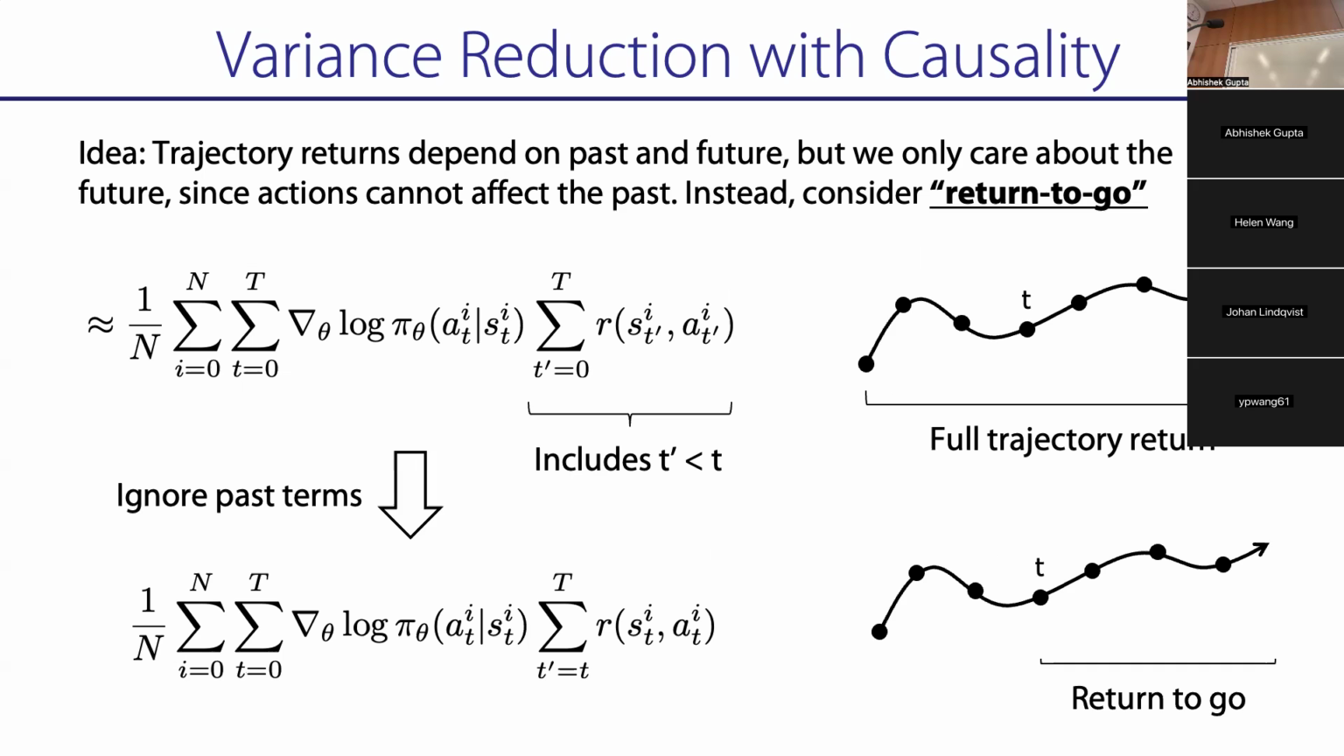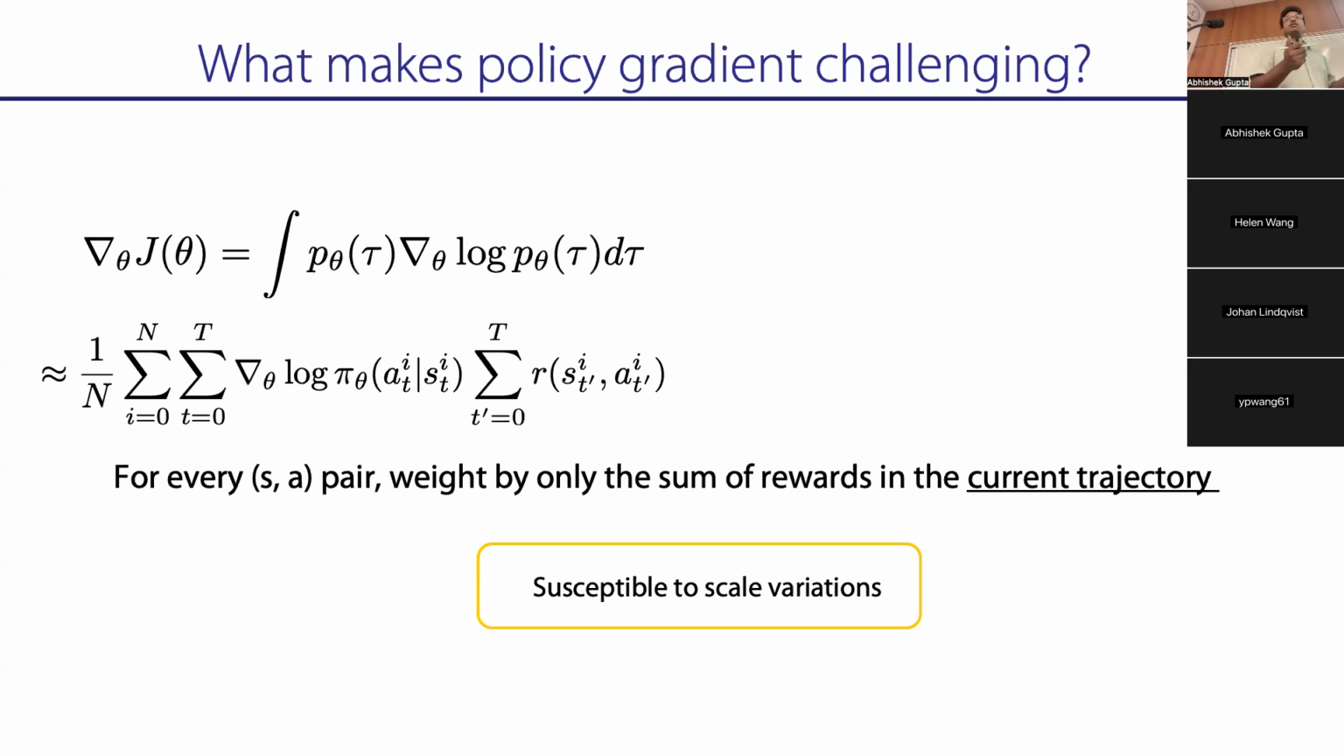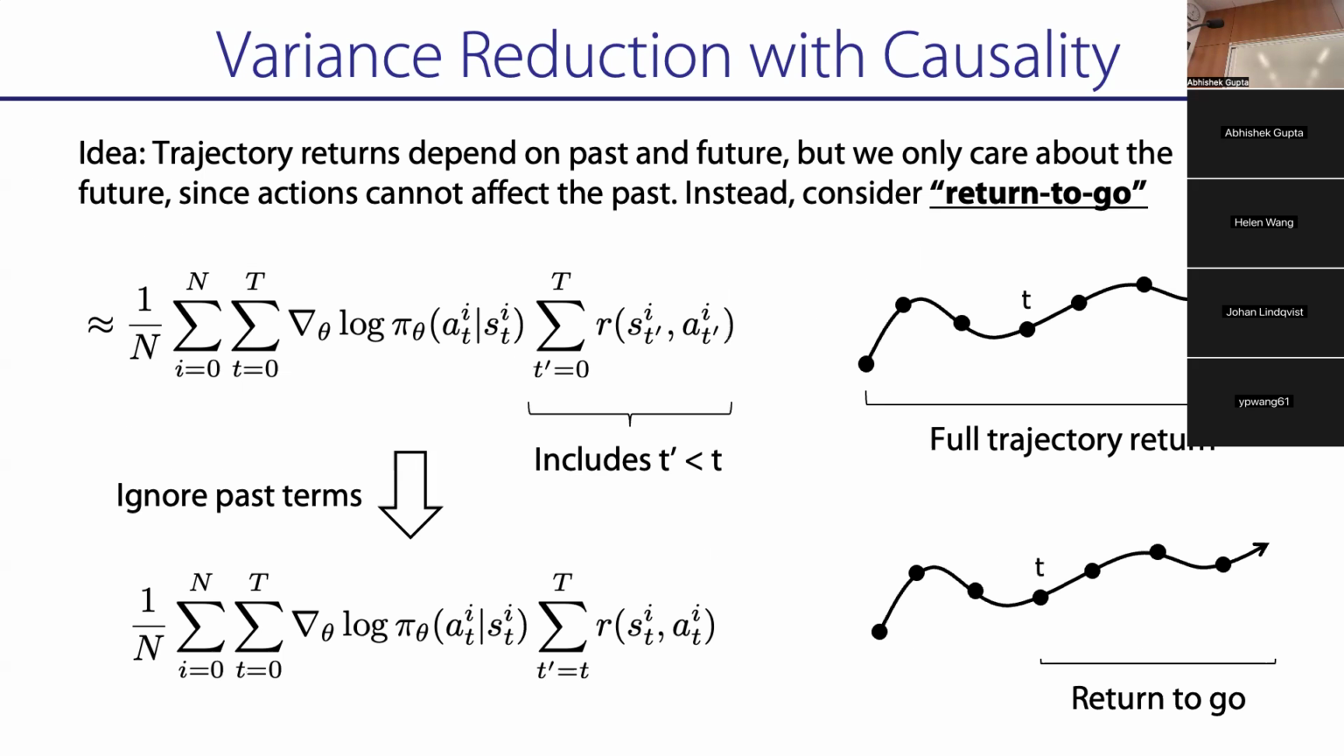That's what you call reward-to-go, and we just want to weight things by reward-to-go. Does that make sense? All we used is causality. We just converted this sum from t equal to 0 to t equal to t to capital T.